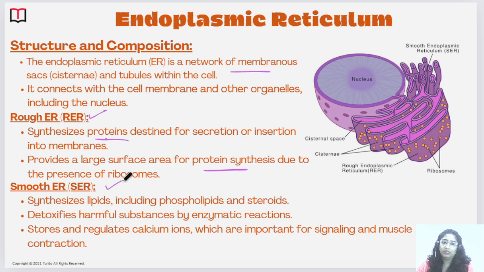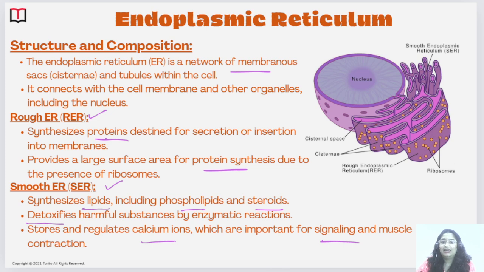Smooth endoplasmic reticulum helps to synthesize lipids, phospholipids, steroids, and also helps to detoxify the harmful substances, especially in the liver cells. Okay, it also stores and regulates the calcium ions, helps in signaling and the muscle contraction. So these are the functions of endoplasmic reticulum. I hope this is clear.